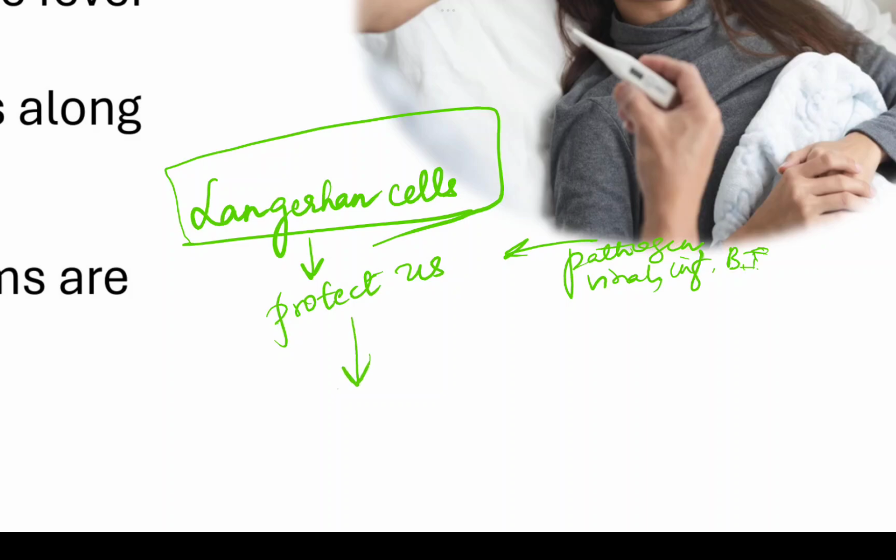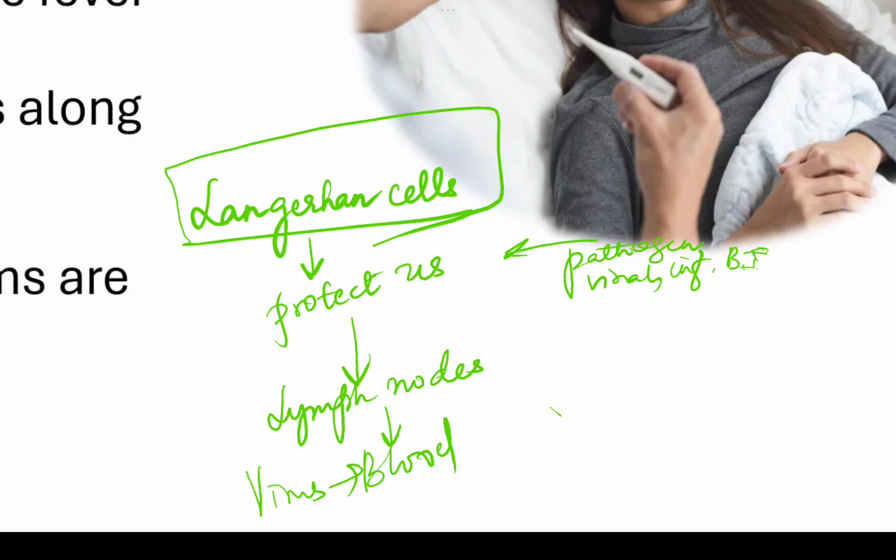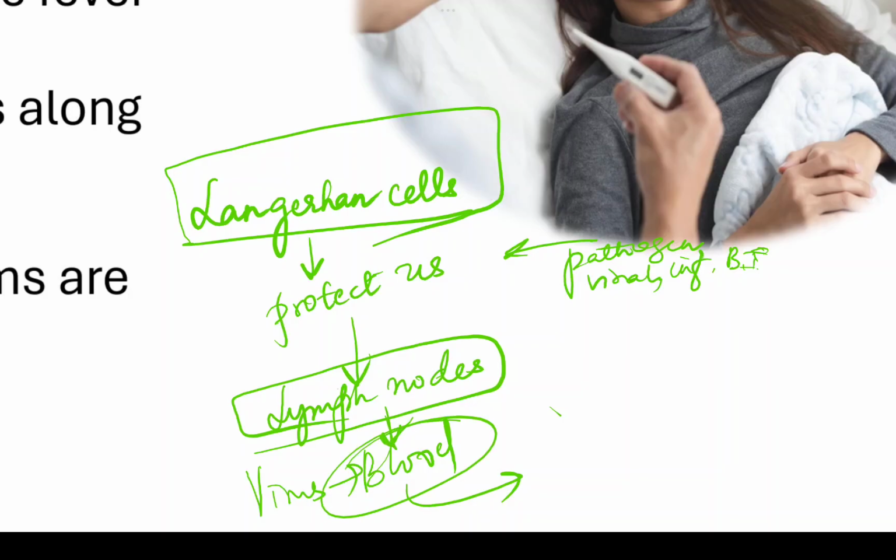How? These Langerhans cells go to the lymph node, and from the lymphatic system they enter into the bloodstream, and once the virus enters the blood, it leads to fever and increased body pain. So the activation of the immune system is leading to this entry into the lymphatic system, into the blood, and once this happens, the immune system gets activated.